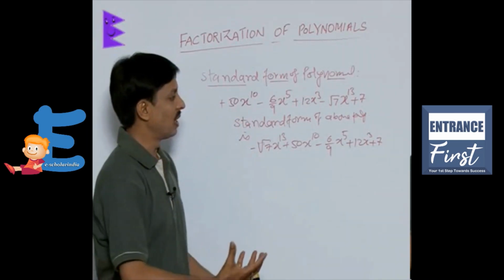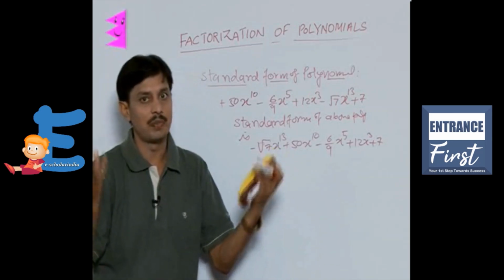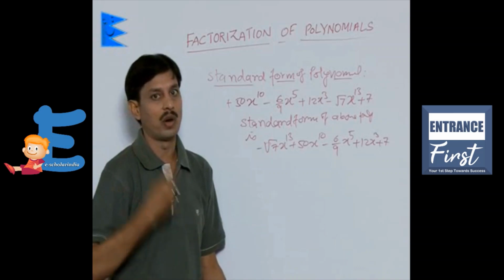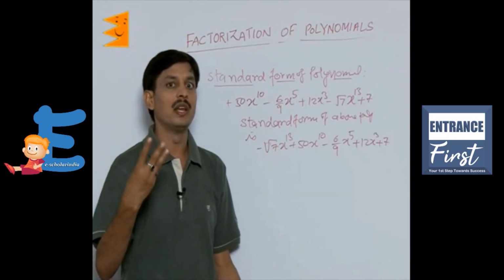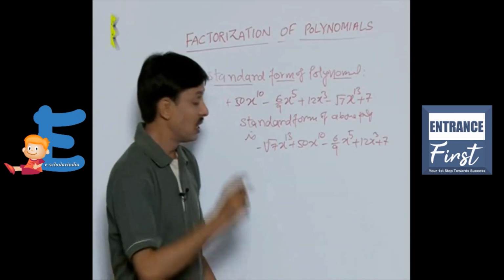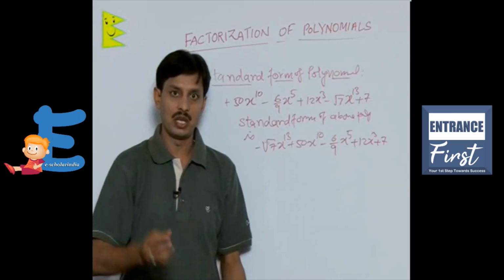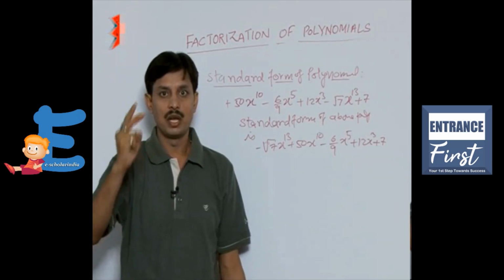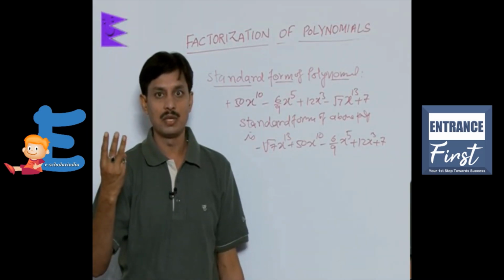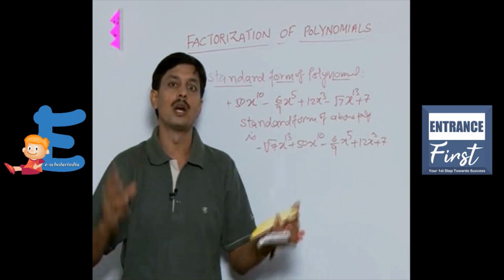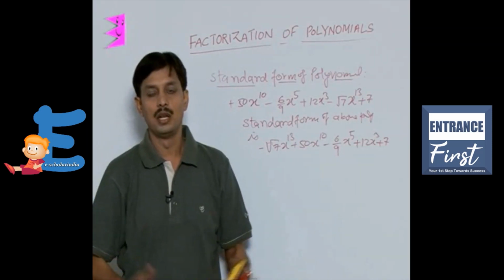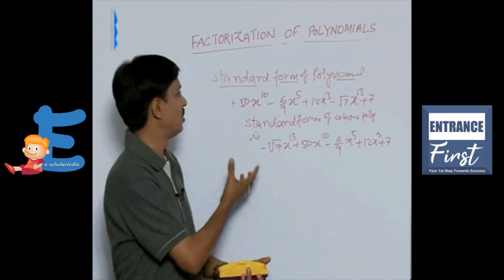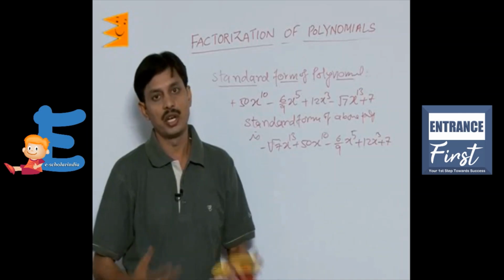Polynomials are classified on the basis of their degree: constant polynomial if degree is 0, linear if degree is 1, quadratic if degree is 2, cubic if degree is 3, biquadratic if degree is 4. In the same way, there are a few names by number of terms. If there is a single term, it is a monomial. Two terms, binomial. Three terms, trinomial. Four terms, multinomial. So this is the way of classifying the terms and arranging them in their standard form.